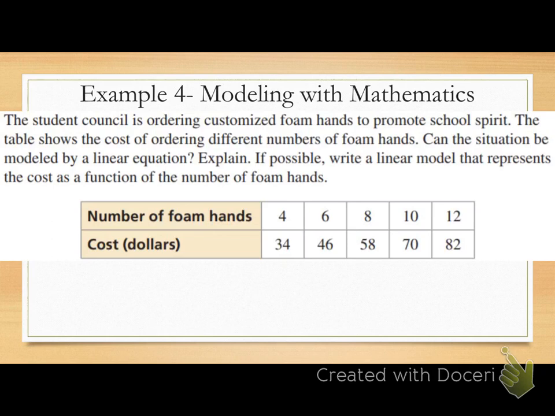Nice little word problem for us. It says the student council is ordering customized foam hands to promote school spirit. The table shows the cost of ordering different numbers of foam hands. Can the situation be modeled by a linear equation? Explain. If possible, write a linear model that represents the cost as a function of the number of foam hands.